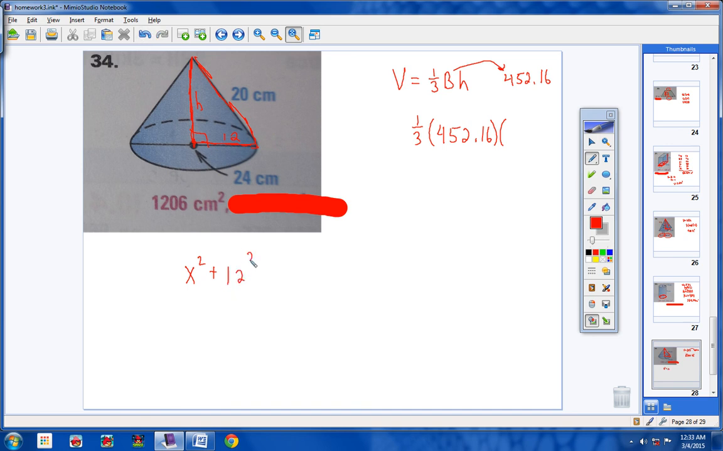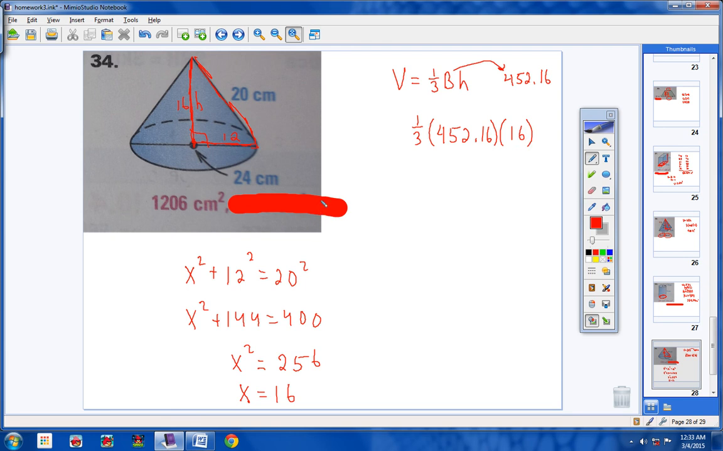So x squared plus 12 squared equals 20 squared. Alright? So now I have x squared plus 144 equals 400. Now bring the 144 over and make it negative. 400 minus 144 is going to give you 256. Okay, now if you take the square root of 256, you're going to get 16. Take the square root of both sides, 16. So the height is 16. The height is 16. So here we go.